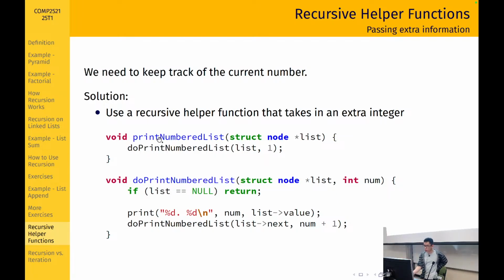And then in the original function, we pass in the pointer to the same node, and then we pass in the number 1, right? Because that's the first number we want to print.